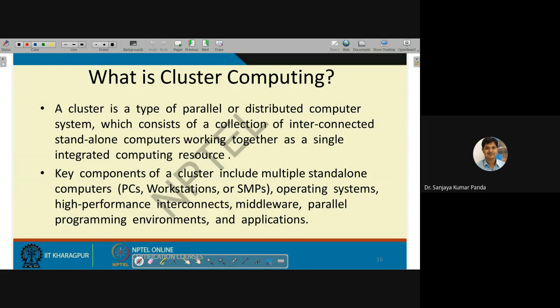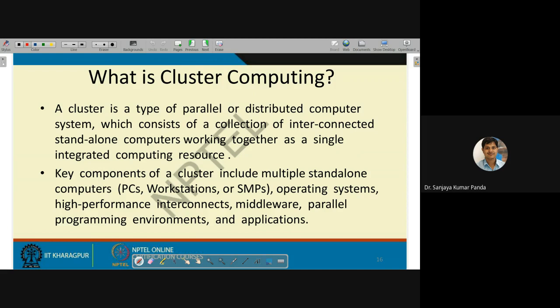So in that case, when you are unable to collect them, but you can collect different resources having different architecture, different operating system, different characteristics, we go for grid computing. But a cluster is a very simple form of computing where we gather systems having similar architecture.